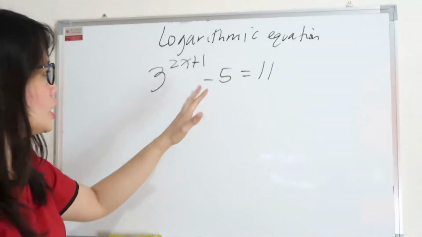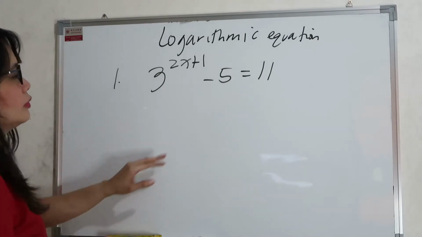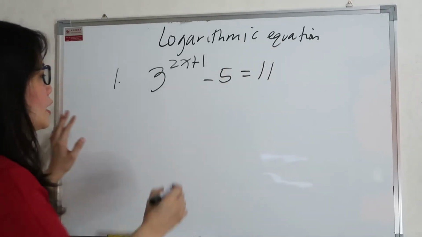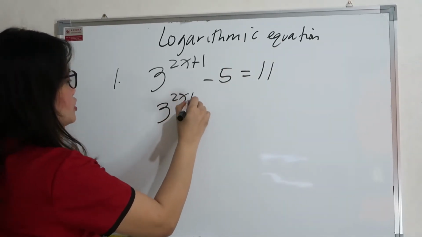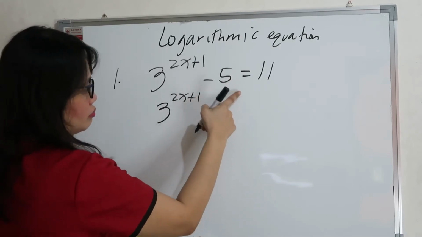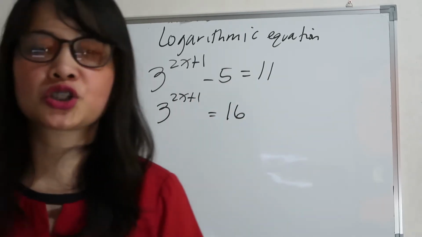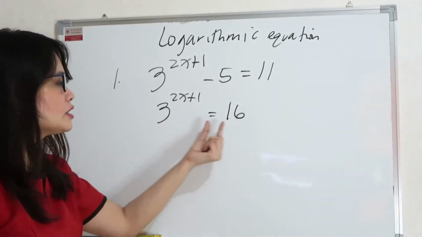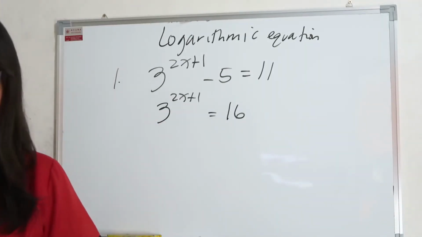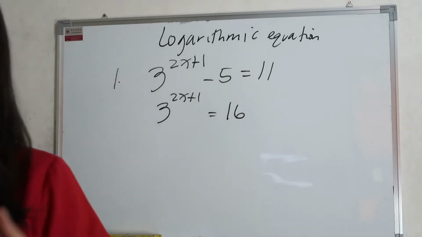First, transfer negative 5 to the other side, so that will become 3 raised to 2x plus 1 is equal to 11 plus 5, so that will become 16. Now, my question is, 3 and 16, do you think they have a common base?